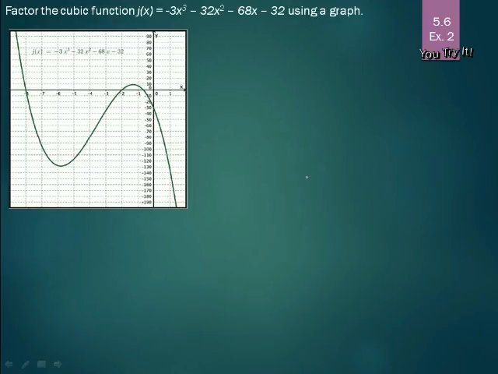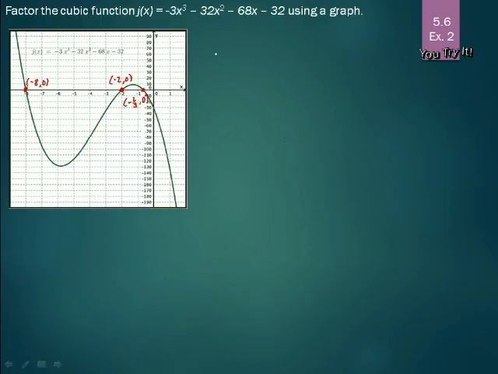Factor the cubic function j of x equals negative 3x cubed minus 32x squared minus 68x minus 32 using a graph. Okay, let's go ahead and point out the different zeros on this graph. So we see we have one at what appears to be negative 8, 0, negative 2, 0, and then here it's between 0 and negative 1. It looks about 2/3 the way, so we can maybe say negative 2/3 there, but we'll have to maybe guess and check a little bit on that one.